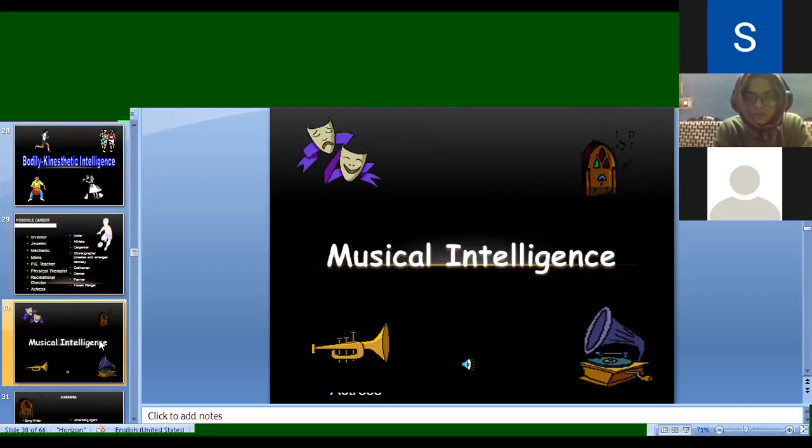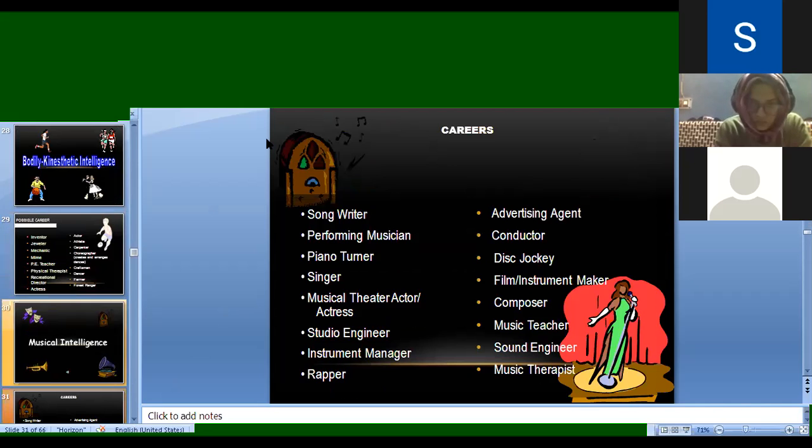Then came musical intelligence, playing with the instruments, songwriters, performing musicians, piano turners, singers, advertising agents, conductor, composers, music teachers. Okay, all those were falling into the category. Like these are the kind of jobs which a person can do who is high on the musical intelligence.